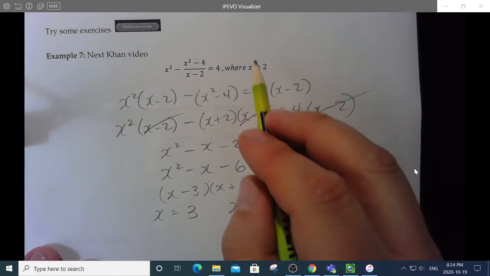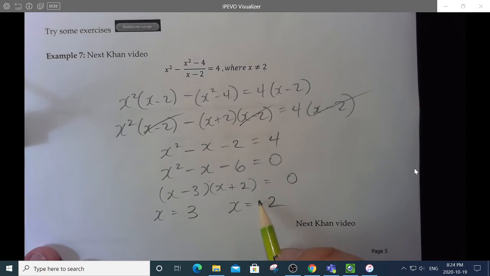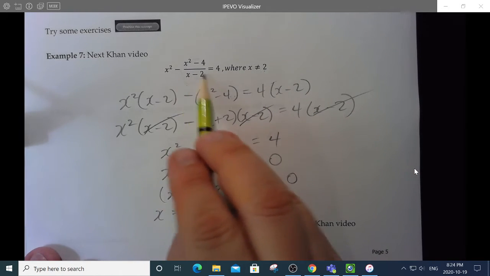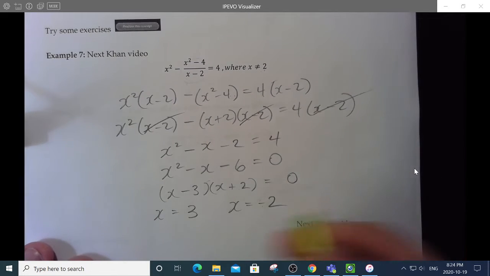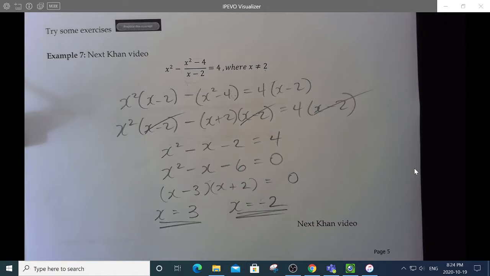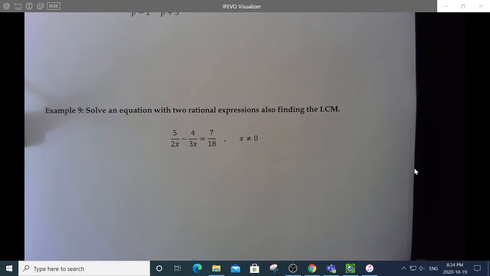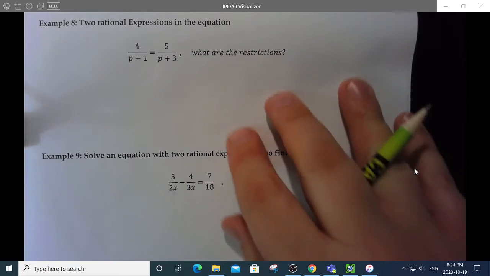is this an answer? Wait, x can't be 2. Oh, but x could be negative 2. Negative 2 is okay, because that wouldn't make a negative, that would make a 0 in the denominator. So there you go, there's two answers to this one. X is 3, and x is negative 2. They are both good answers. They both work. You could plug them in and check them if you felt like it. Okay, that was example 7. They're getting harder. Now we're moving on to example 8.